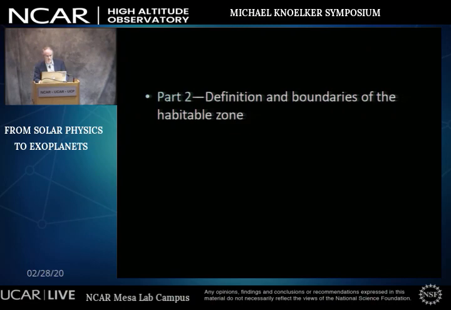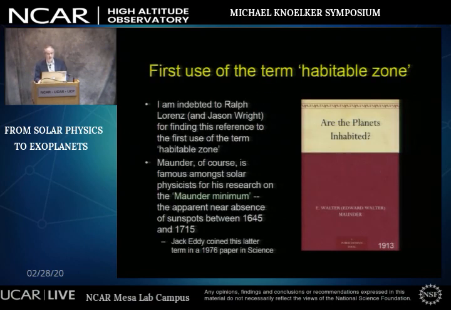Okay, so that brings me to the definition and boundaries of the habitable zone, which, as I said, is the part that I actually have worked on. And I found out just recently that I'm guilty of misquoting the origin of the term habitable zone. I've been misquoting it for about 25 or 30 years. I thought it was invented by Su-Shu Huang in 1959, who wrote a paper and he used the term habitable zone. But Ralph Lorenz gave a talk at the 2018 DPS meeting, Division of Planetary Sciences, that I missed.